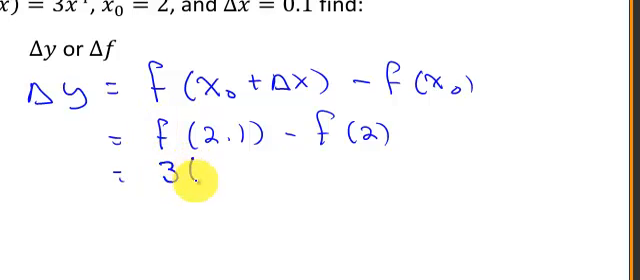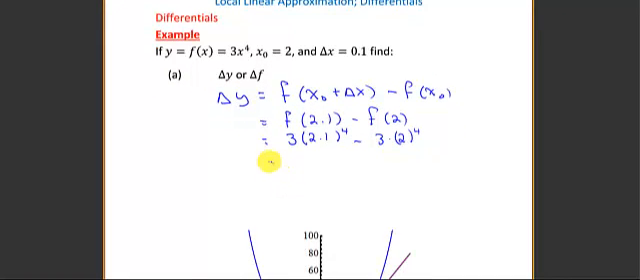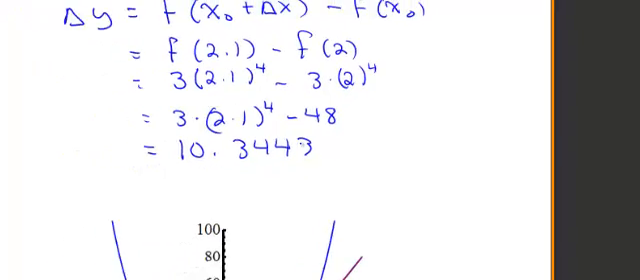Let's see, f of 2.1 is going to be 3 times 2.1 to the fourth minus 3 times 2 to the fourth, and 2 to the fourth is 16 times 3 is 48, so this is 3 times 2.1 to the fourth minus 48. If I go back, that difference is about, you can check this on your calculator, 10.3443. Okay, so that would be the increment.